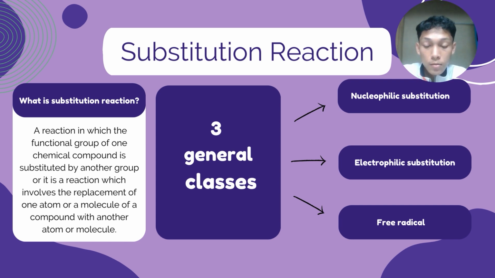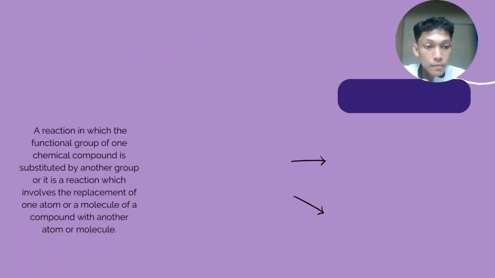So in substitution reactions, we have three general classes. The first one is nucleophilic substitution, where our substituent is electron rich, which provides an electron pair to make a bond with the substrate. The second one is electrophilic substitution, where now our substituent is electron deficient, so the one that provides the electron pair is our substrate. So it's slightly different from nucleophilic substitution. And the last one is free radical, where we have three phases: the first is initiation, the second is propagation, and the last is termination. So we're going to take a look at an example.